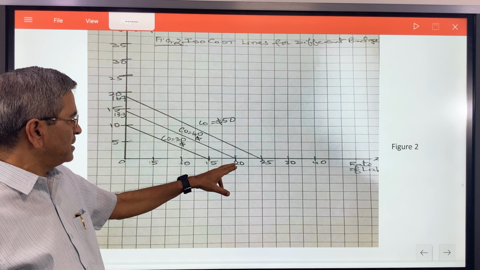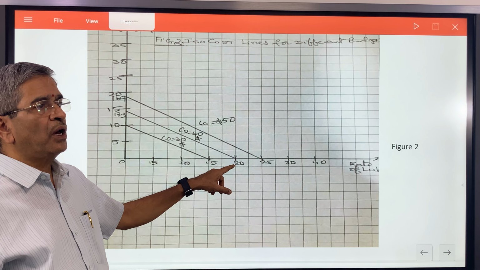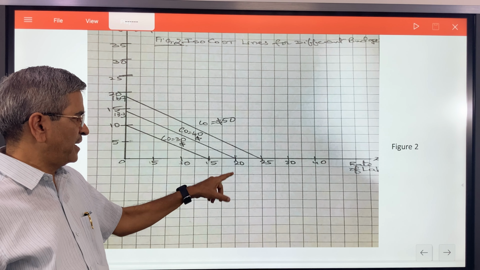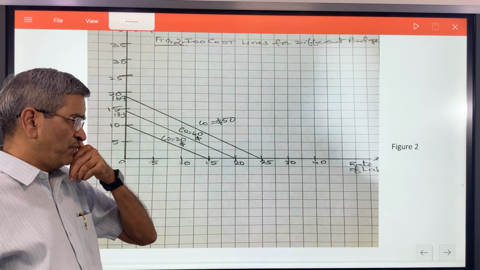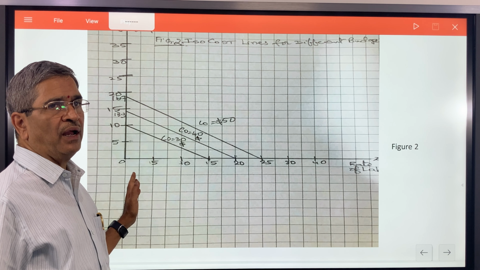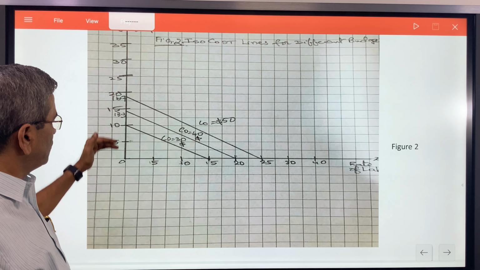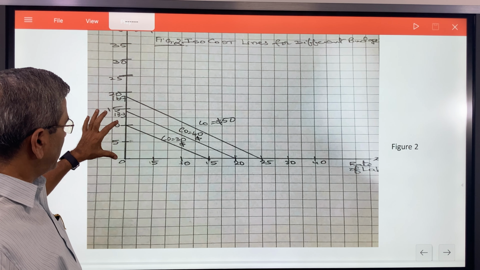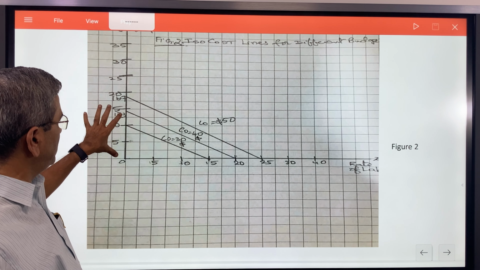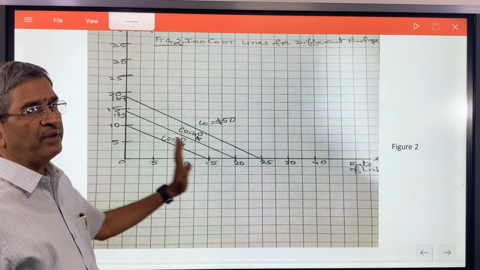How I got 20 is 40 divided by 2, the $2 is the rate at which we have taken the labor. So 40 divided by 2, 20 units of labor can be engaged without having capital at all. Whereas if you take the budget, 15 units of capital can be engaged without having labor at all.